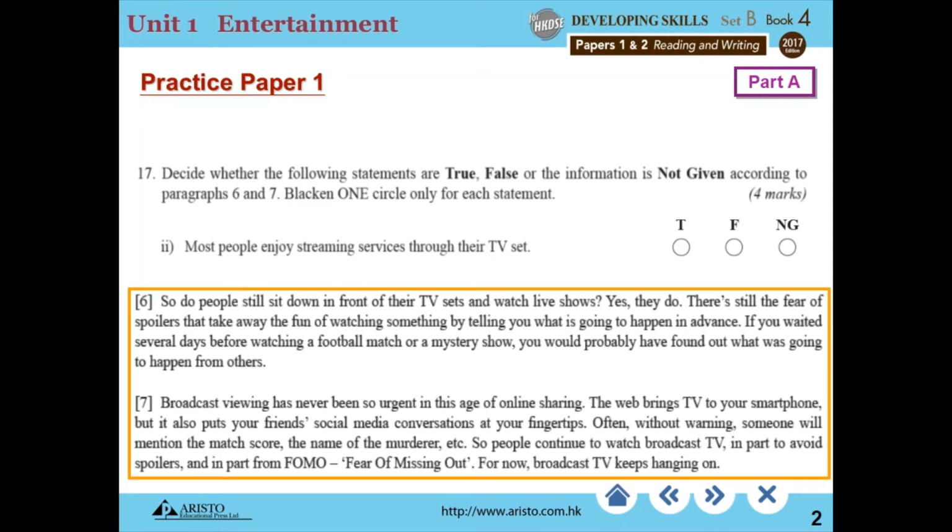Here you see paragraphs 6 and 7. Underlined in the first line of paragraph 6 is the mentioning of TV sets, but does it mean the statement is true? As you can see in the rest of the underlined phrases here, the mentioning of TV sets is the writer's way to say that people still watch live shows. The writer does not mention streaming services in relation to TV sets in these two paragraphs. So, since it is not mentioned at all, you can't say the answer is true or false. Therefore, the answer to question 17.2 is not given.